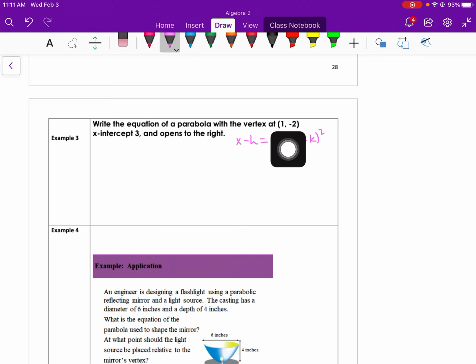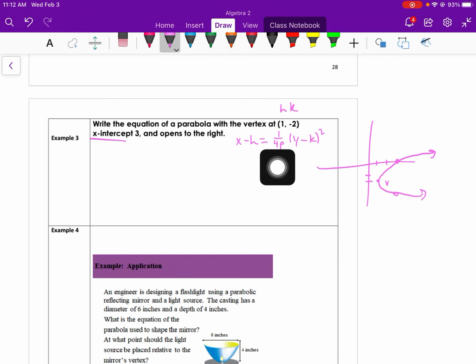The vertex, that is our h, k. So if we graph this, we get 1, -2, that's our vertex. And then they also say it goes through the point, or the x-intercept, right here at 3. So it opens to the right like this. But we need to solve for p to write the standard form of the equation.